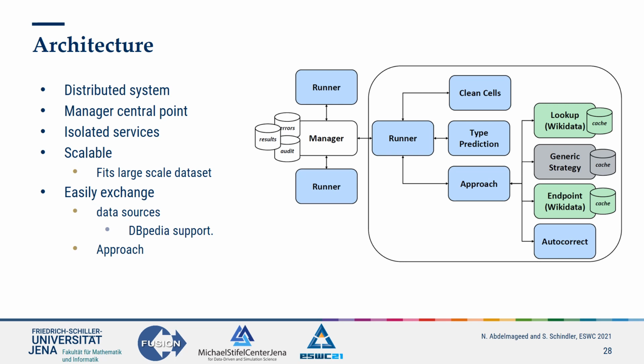JenTab is a distributed system with a central node for workload balance. The other components are developed in isolated services. Such architecture enables scalability and knowledge graph substitution.